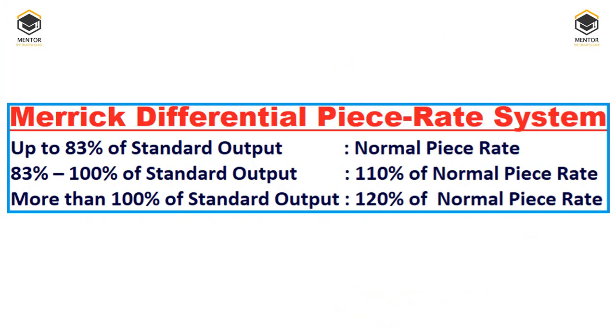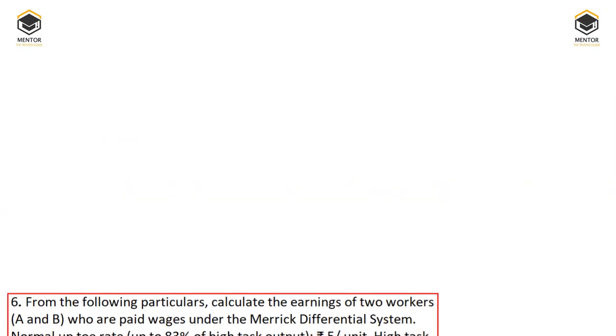So, Merrick's differential piece rate system. As per Merrick, he says that up to 83% of the standard output, the normal piece rate should be given. From 83 to 100% of standard output, 120% of the piece rate should be given. Then for more than 100% of the output, 120% of the normal piece rate should be given. These are the standards given by Merrick. Then we will take up the question.